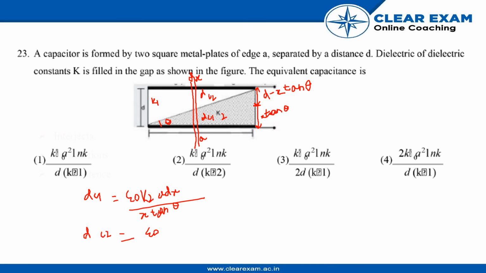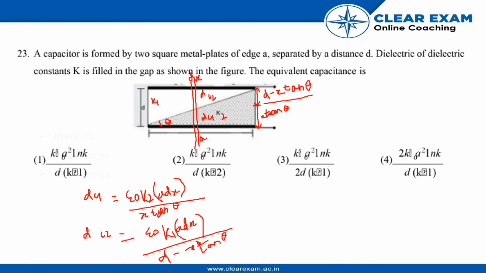it is epsilon naught K1 a dx upon this distance d minus x tan theta.